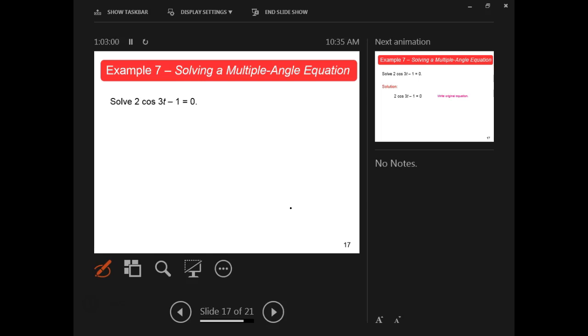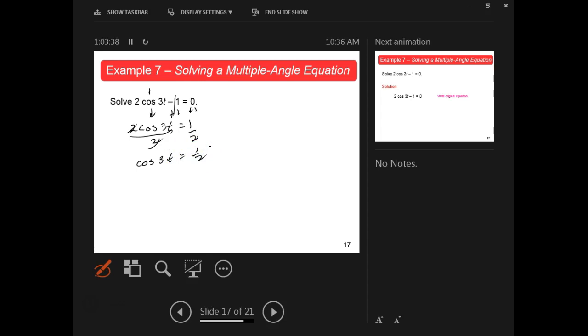Where do you start? We're going to isolate the cosine function. So we add 1 to both sides, and that gives us 2 times the cosine of 3t is equal to 1. Okay, now what? Divide both sides by 2, because we're trying to isolate the cosine function. So this gives us cosine 3t is equal to 1/2.